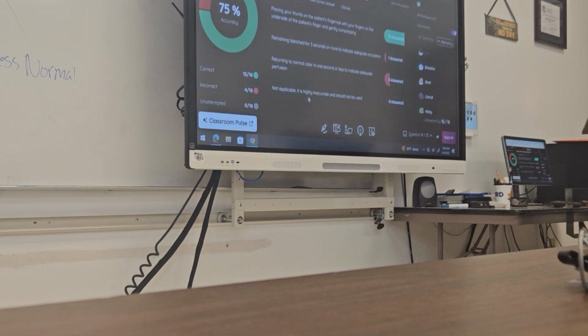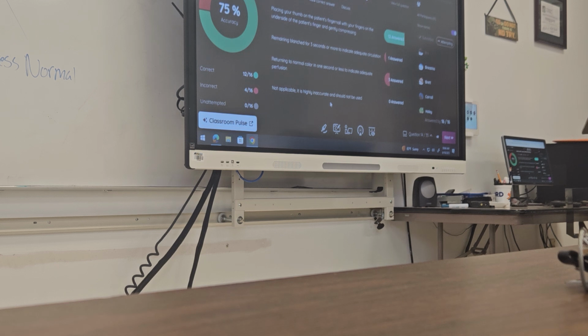This one is partially true. Cap refill is a better assessment of perfusion in your pediatric patients than it is in your adult patients. Your adult patients can actually have a normal cap refill and still not be perfusing appropriately. So that's why we don't rely on it alone for our adult patients. What I tell people, if the cap refill is bad, it doesn't matter your patient's age, it's bad. If it's bad for an adult, it's bad.